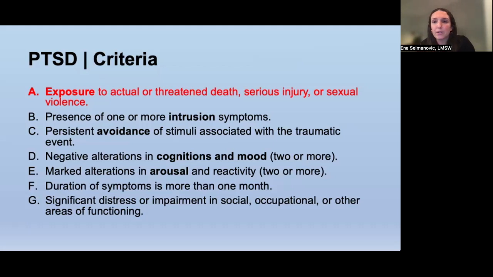So the first way that someone can be exposed to trauma is directly experiencing a traumatic event. Another way is witnessing an event as it occurs to someone else. The third is learning that a traumatic event has occurred to a very close family member or friend. And the last way someone can be exposed to trauma is experiencing repeated or extreme details of exposure. So an example of this would be first responders, maybe police officers or detectives that work with child abuse cases over and over, being repeatedly exposed to extreme details. So that's criterion A, exposure.